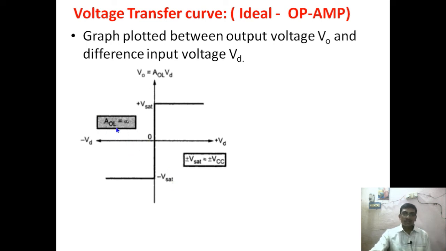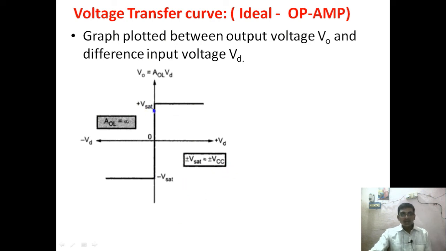Because AOL is equal to infinite, the open loop gain or differential gain of an ideal op amp is infinite. We know V0 is equal to AOL into VD. As AOL is infinite, V0 would be infinite. An infinite output voltage is not possible to get. That's why it has some limit. The maximum output that can be given by the operational amplifier is plus Vsat and minus Vsat. Here sat means saturation voltages. These saturation voltages are approximately equal to the plus or minus VCC supply voltages.